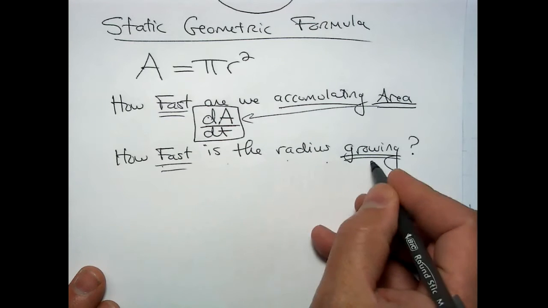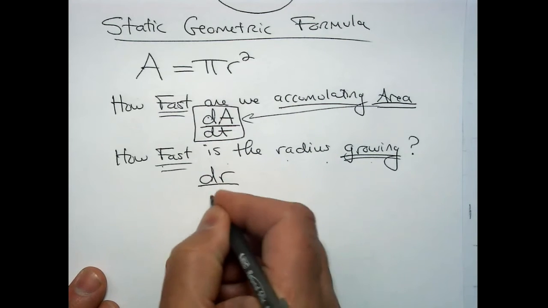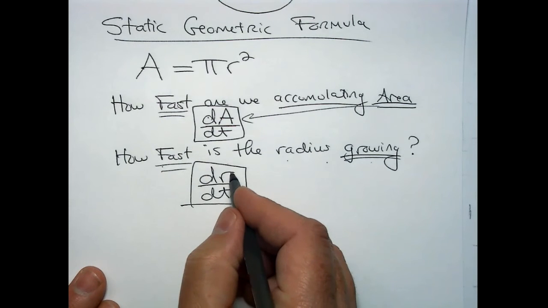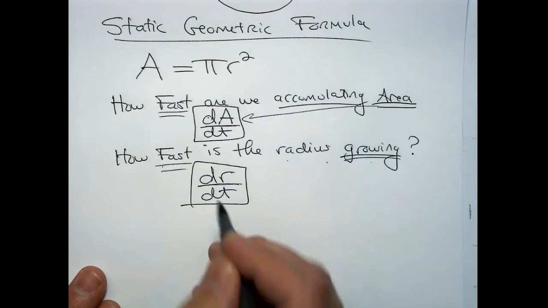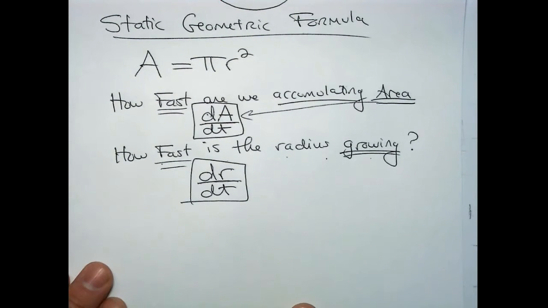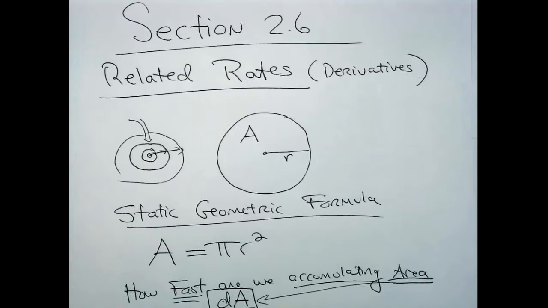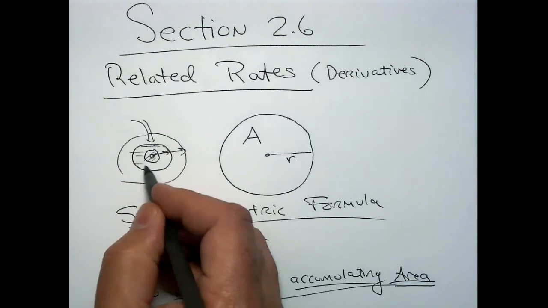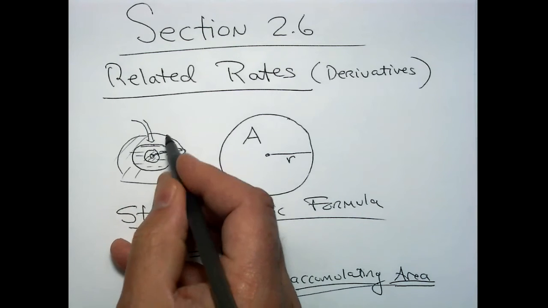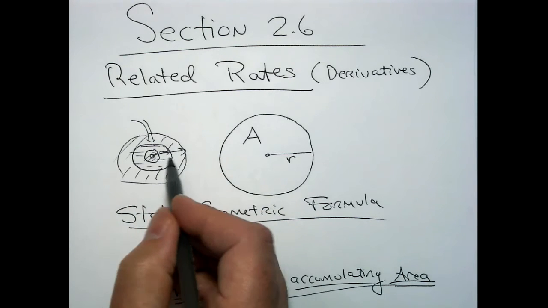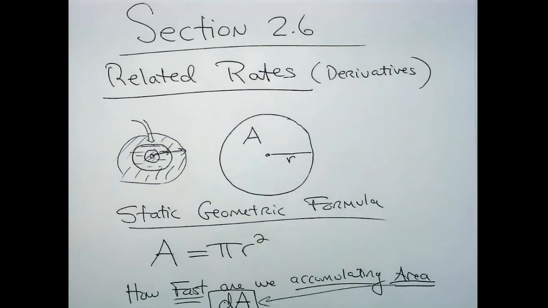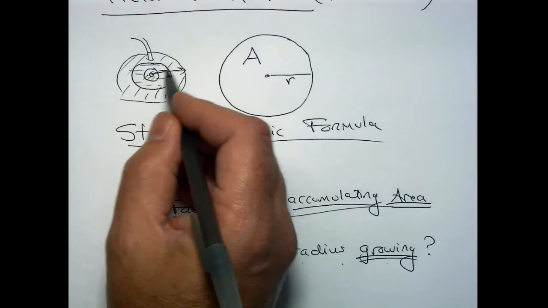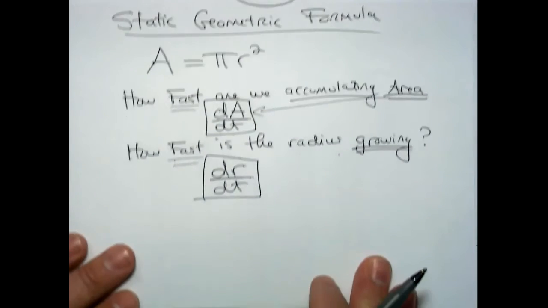How fast is the radius growing? That would be dr dt. dr dt says, how is radius changing with respect to time? And that would be a rate of growth of radius. And that's what we saw up here. The area was growing. See, we keep getting more and more area as time progresses. But also, the radius is growing. And so the radius also has its own growth rate. But that's a linear growth rate. It's only growing in one direction linearly.